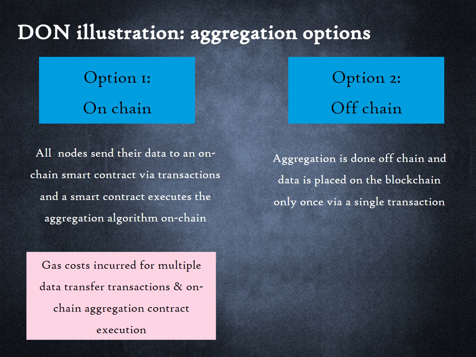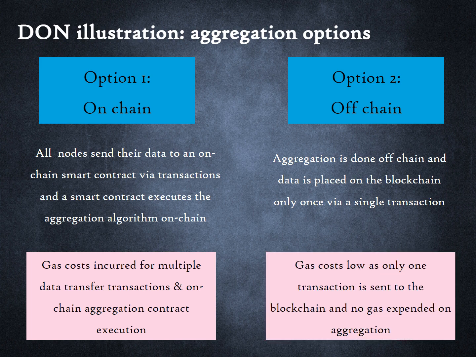Option 1 is an expensive option since gas is expended for 3 transactions. In addition, gas is expended on executing the aggregation smart contract. In option 2, only 1 transaction is sent to the blockchain. Option 2 is more scalable for permissionless blockchains like Ethereum. With permissioned blockchains, the gas fees are lower and hence option 1 is feasible.